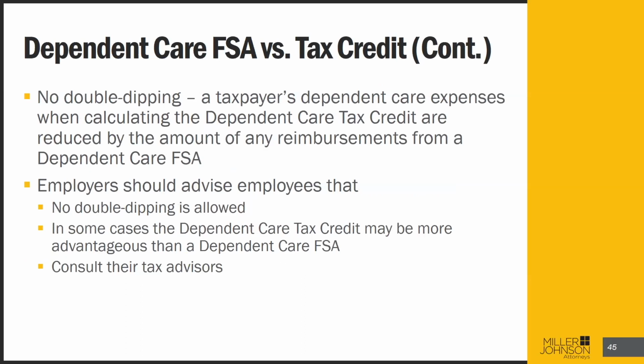There is no double dipping allowed with respect to a taxpayer's dependent care expenses. To the extent I'm reimbursed for a dependent care expense, I can't also claim a dependent care tax credit on my individual tax return. Oftentimes in a summary plan description, the employer will include information advising employees that in some cases, the dependent care tax credit may be more advantageous than a dependent care FSA. And individuals should consult their tax advisors regarding what may be most advantageous given their personal situation.